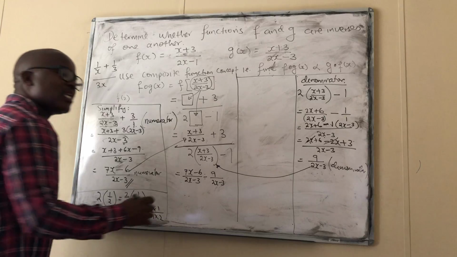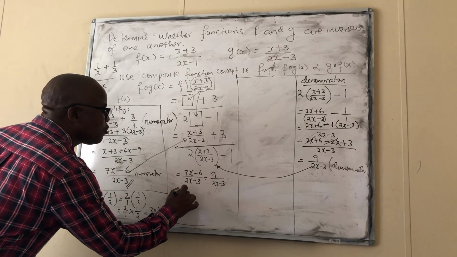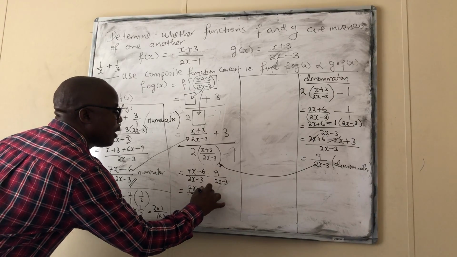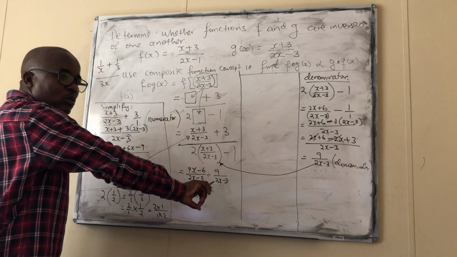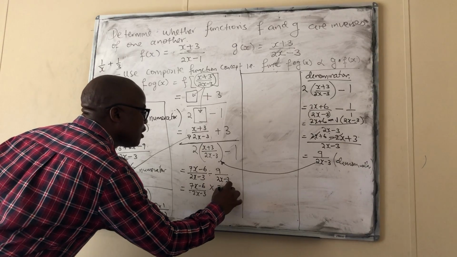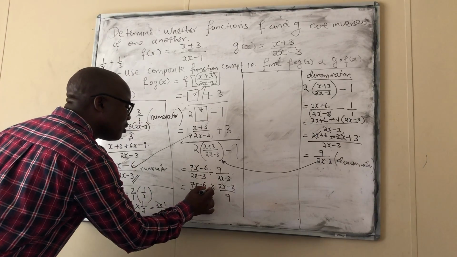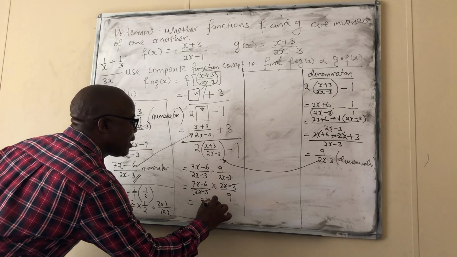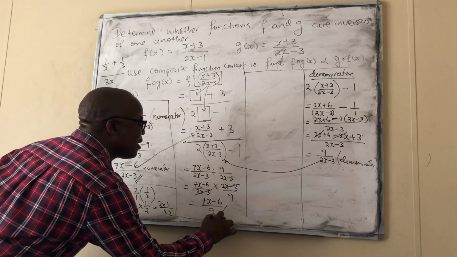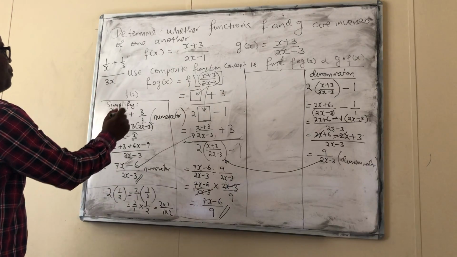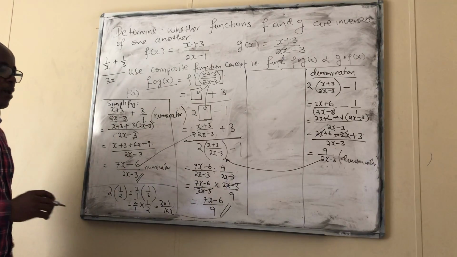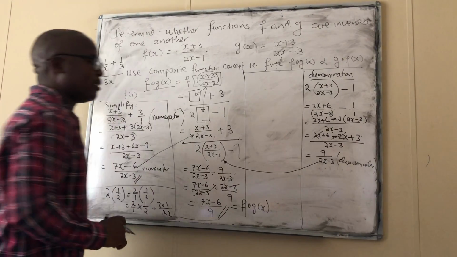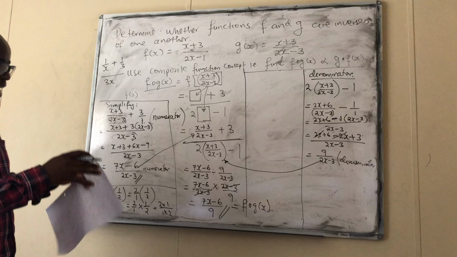So this division sign, when you divide two fractions, you change it to multiplication. Okay? And then you invert these. You invert this. So this is 2x minus 3 over 9. So this one cancels this. You remain with 7x minus 6 all over 9. So this is my f of g of x. So that is my f of g of x.